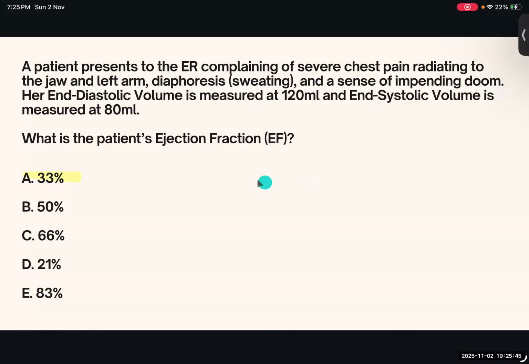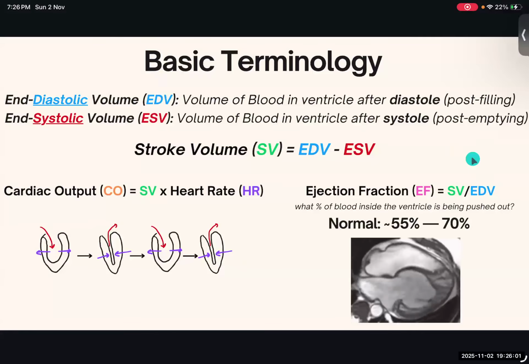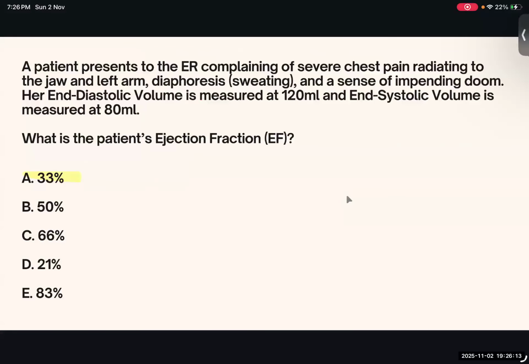Now, why is that? We said that the ejection fraction is going to be the percentage of blood that we push out of the ventricle from the total amount. So to find the ejection fraction, we divide stroke volume by end diastolic volume. And to find the stroke volume, we have to subtract the ESV from the EDV. And that is why this is kind of a tricky question.